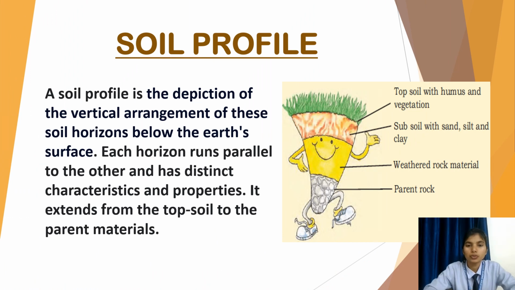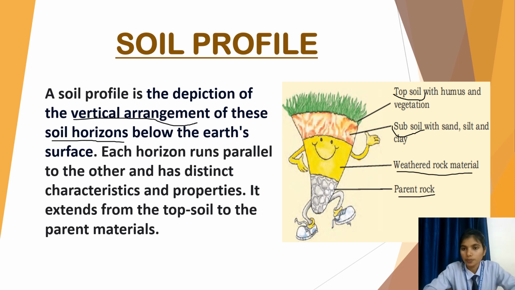So now move to soil profile. So basically, students, soil profile refers to the vertical arrangement of the soil horizons or layers of soil below the earth's surface. There are four layers of soil, that is topsoil, subsoil, weathered rock material and parent rock, which is also known as bedrock.